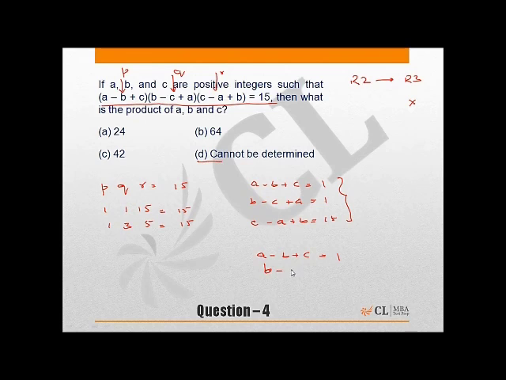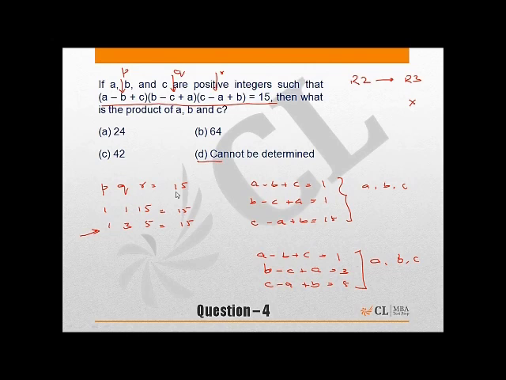B minus C plus A equal to 3, which is this one, and then again the third one will be C minus A plus B equal to 5. These are two separate cases. You find the value of A, B and C from here, you find the value of A, B and C from here, and then you find the product. If both of them give you the same product, that will be the answer. If they give you different products, then the answer has to be cannot be determined.